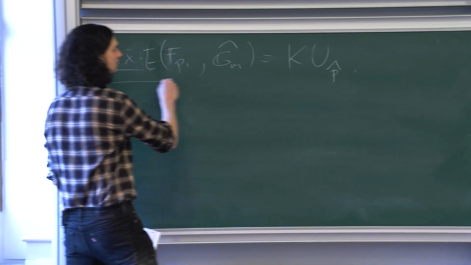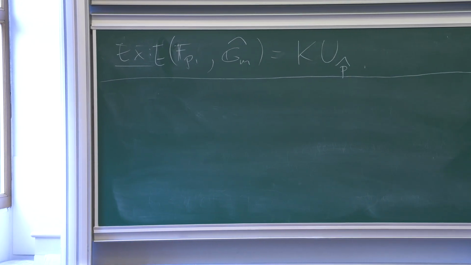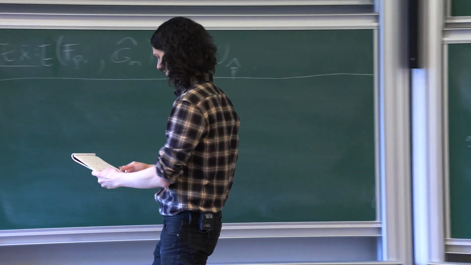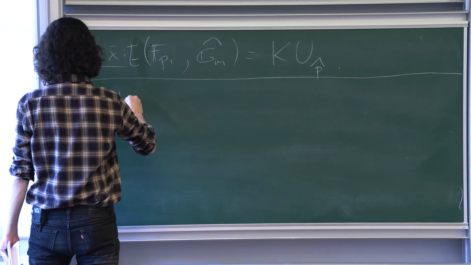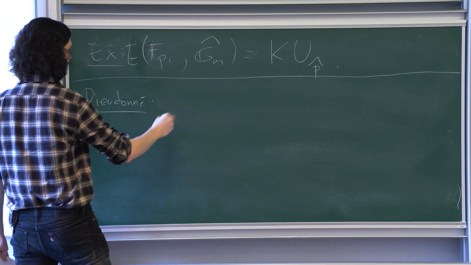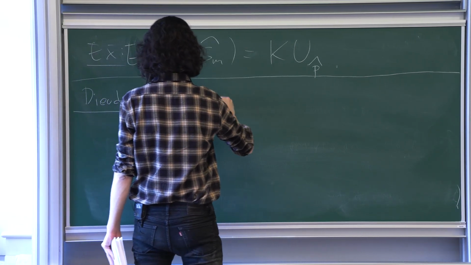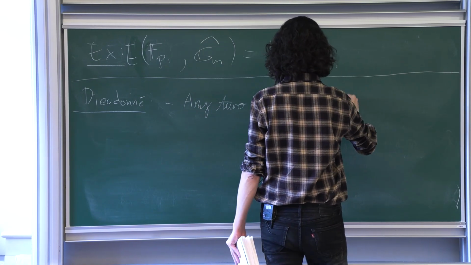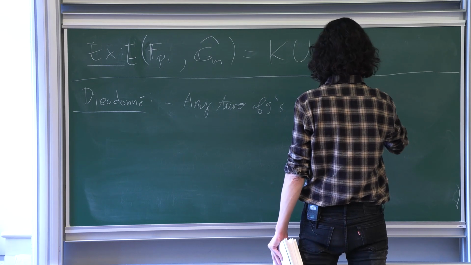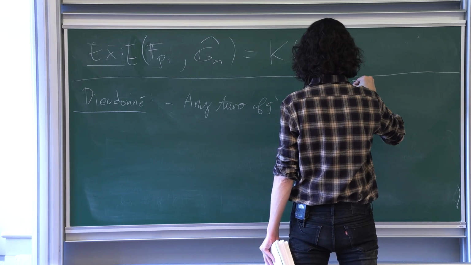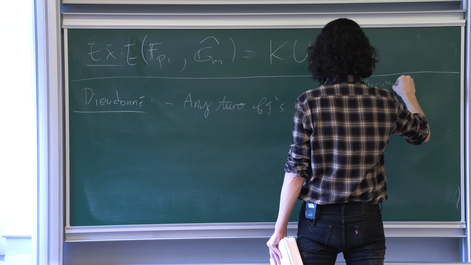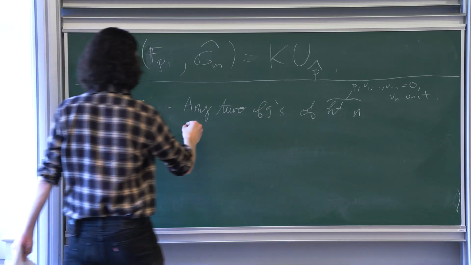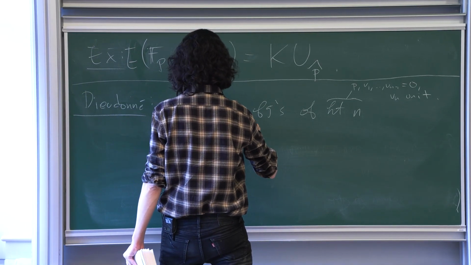But okay, let me remind you a bit about classification of formal groups of a given height over an F_p-algebra. So recall, I think it's essentially due to Dieudonné. So let's say, any two formal groups of height n. Let's say that this means, for an arbitrary formal group, p and v1 through v_{n-1} are equal to 0, and v_n is a unit. Are pro-étale locally isomorphic.